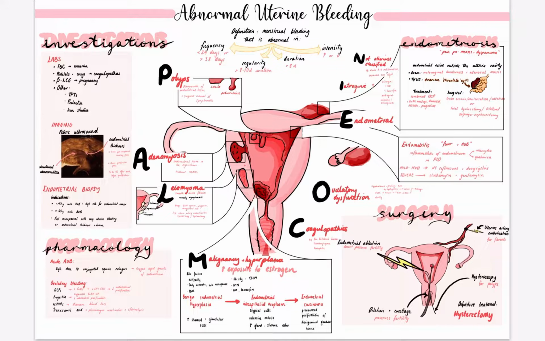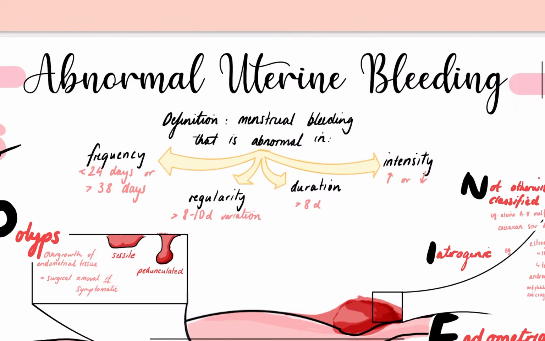This time we're talking about abnormal uterine bleeding or AUB in the context of obstetrics and gynecology, so women's health. And here we're specifically talking about non-pregnant females. So abnormal uterine bleeding is defined as menstrual bleeding that is abnormal in either frequency, regularity, duration, or intensity.